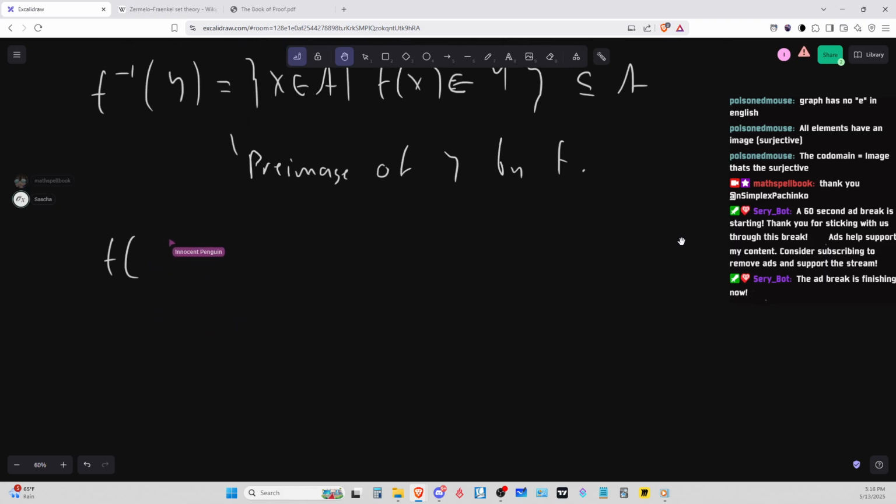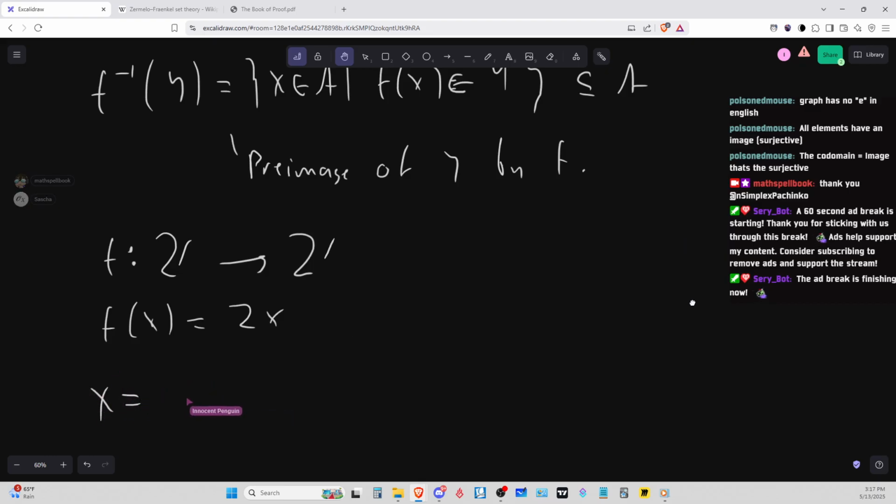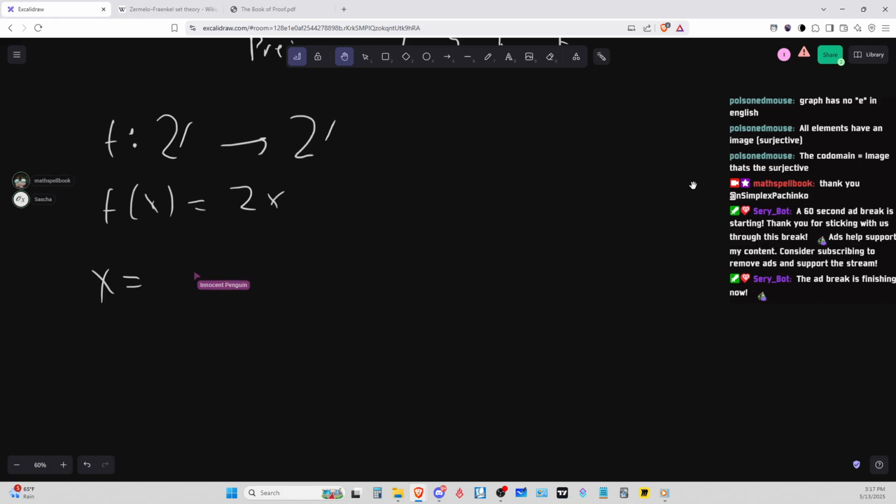So, for example, maybe we can have the following map. Well, I guess we can take Z. And I will take multiplication by 2, okay? We just take x and we multiply it by 2. And our x can be... so it's f from Z to Z, right? Yeah. Okay. Maybe X can be 3Z, which is the set of all multiples of 3.